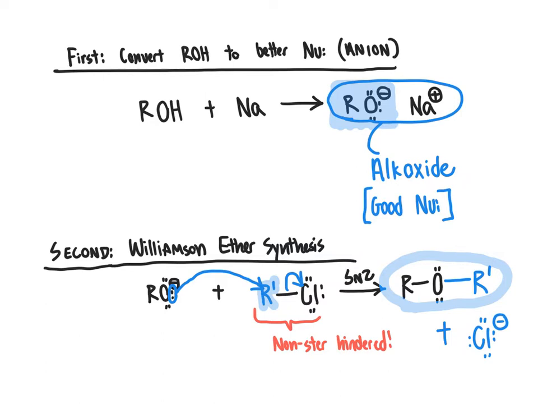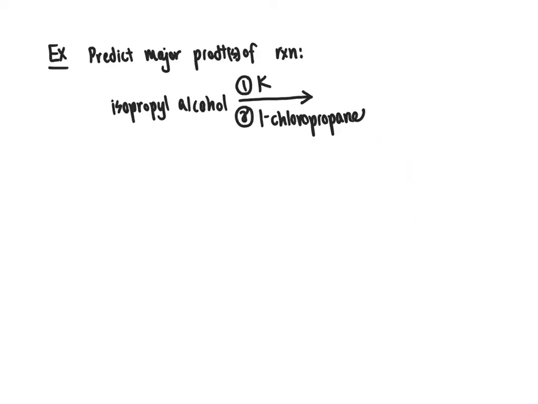Now that we've looked at this generally, let's go into a specific example and I'll give you a chance to work through this example problem. So let's predict the product of the reaction of isopropyl alcohol, first with potassium, K, and then secondly with 1-chloropropane. So isopropyl alcohol, we need to remember how to draw the structure of that. So it's going to be our isopropyl group directly bonded to our alcohol group.